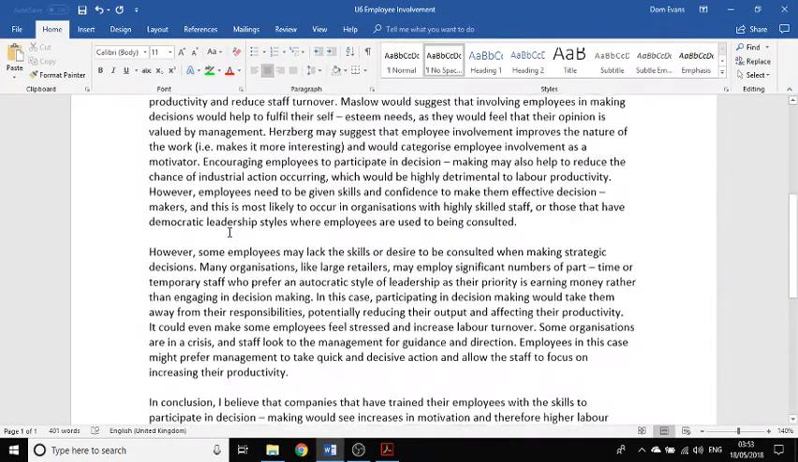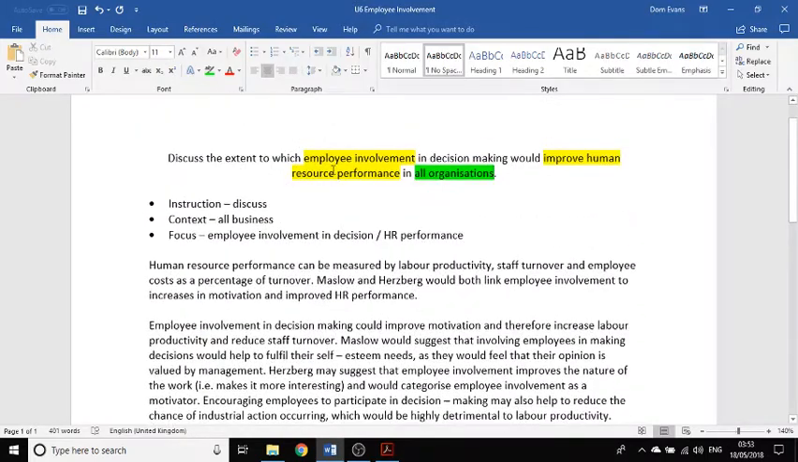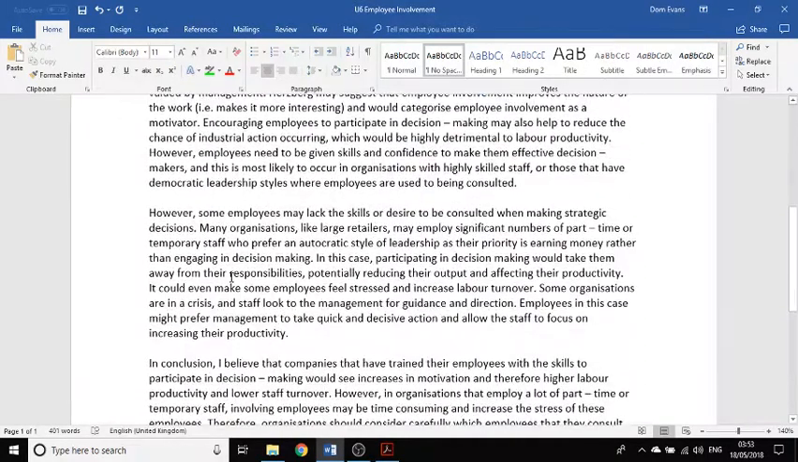Okay, so the other side of the argument, why might employee involvement in decision making not improve performance? However, some employees may lack the skills or desire to be consulted when making strategic decisions. Many organisations, like large retailers, may employ significant numbers of part-time or temporary staff who prefer an autocratic style of leadership, as their priority is earning money rather than engaging in decision-making.